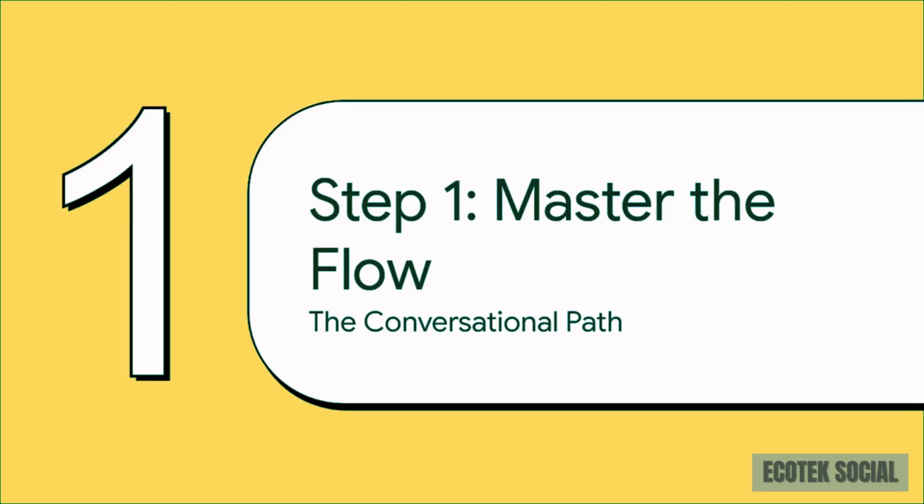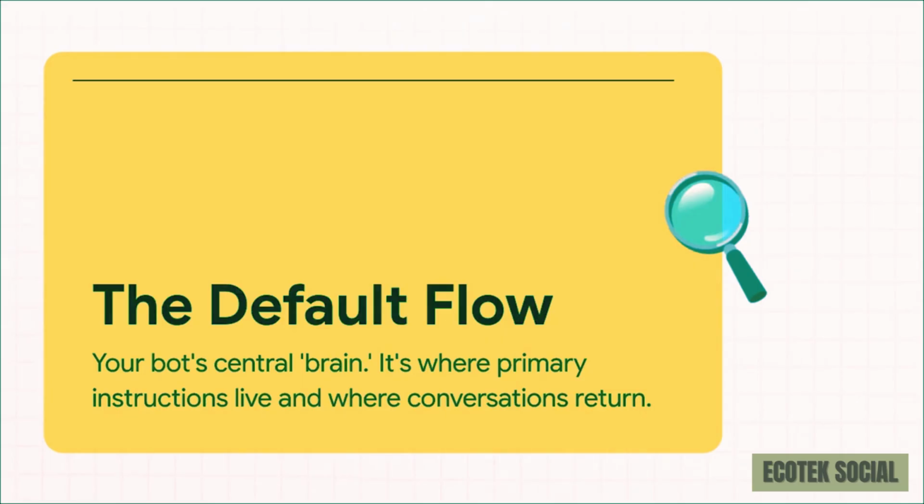Now, flow sounds technical, but it's just the path a conversation takes with your bot. It's kind of like the script for your AI actor. It is the foundation for absolutely everything that comes next. You see, at the very heart of any good bot is the default flow. You can just think of it as its central brain. This is home base. It doesn't matter what little side quest a user goes on, the conversation always comes back to this main hub. It's where you put your most important instructions.